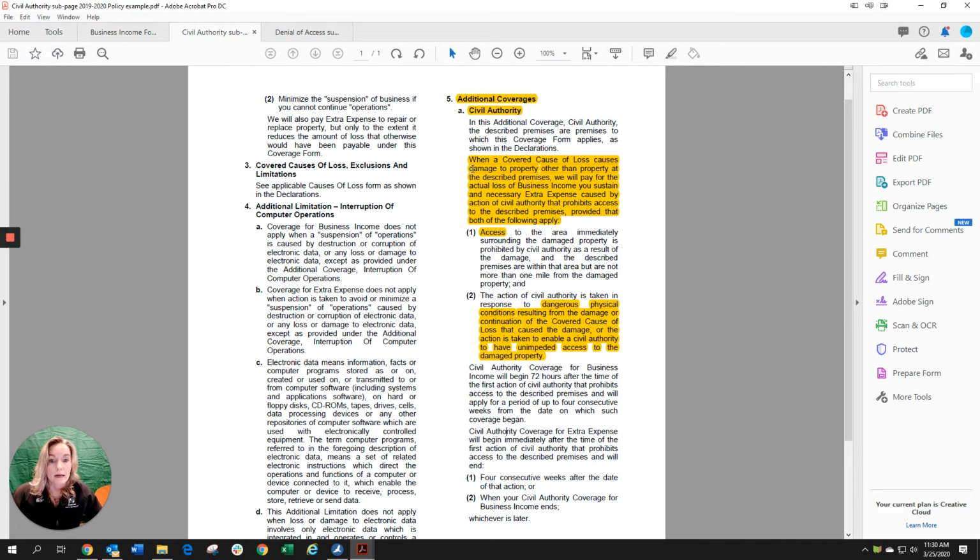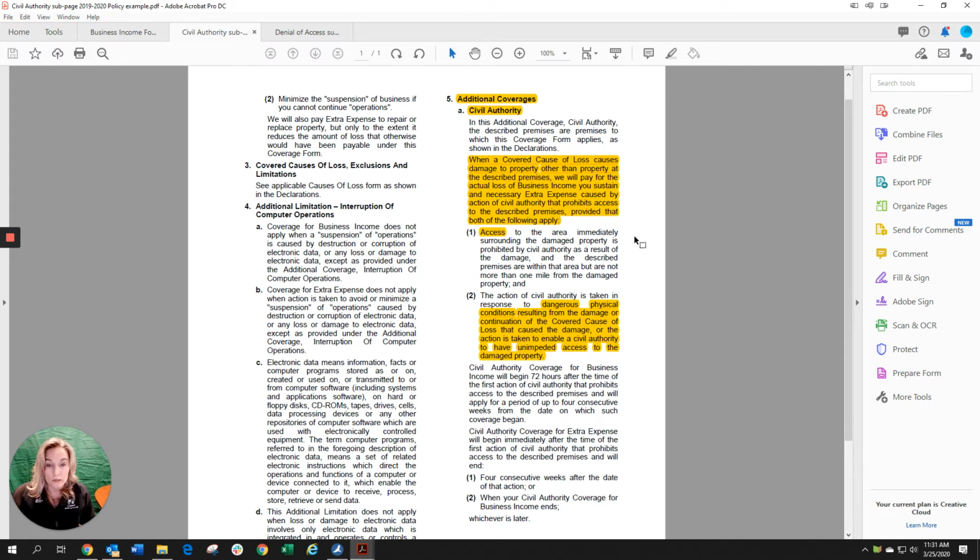so you have to know what's not covered, damages property other than property of where you're at in the policy, they will pay for the actual loss of business income you sustain and necessary extra expense caused by the action of civil authority that prohibits access to the described premises, provided that there are some things that apply. The first says access to the area immediately surrounding the damaged property is prohibited by civil authority as a result of damage, and the described premises are within the area, but not more than a mile from the damaged property.